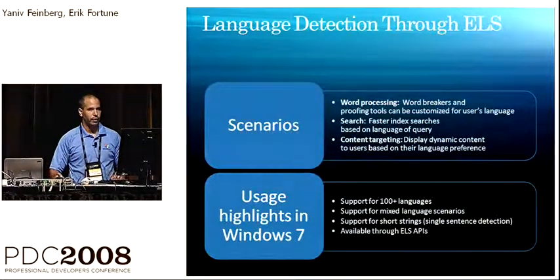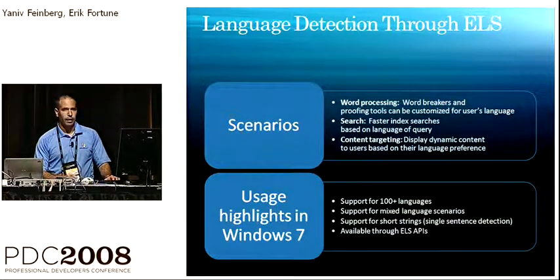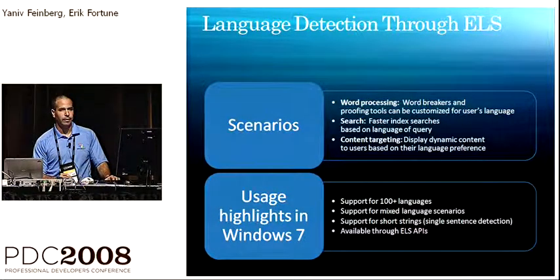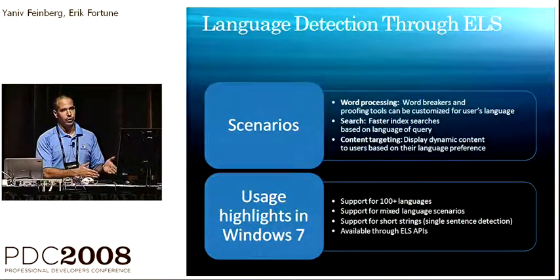OK, so let's dive into each service specifically. The first service I would like to talk about is language detection. Language detection and script detection, which I'm going to mention in the next slide, are basically the foundations of providing advanced linguistic services. The moment you know the language, you can tailor the application's experience to that user. And the reason it's a foundation is because you can then use that information to tailor the other services that you provide.